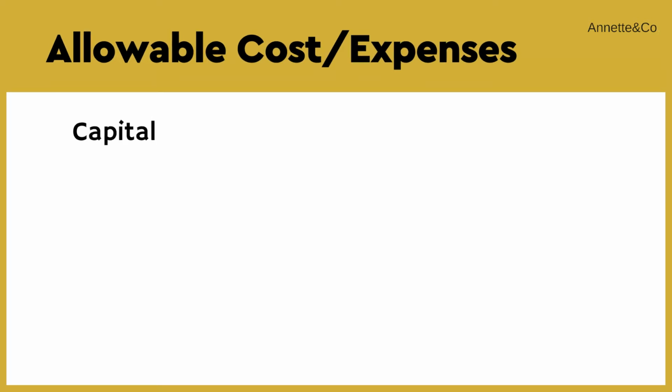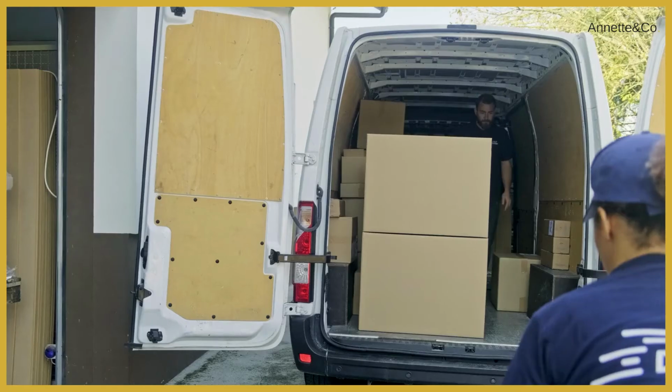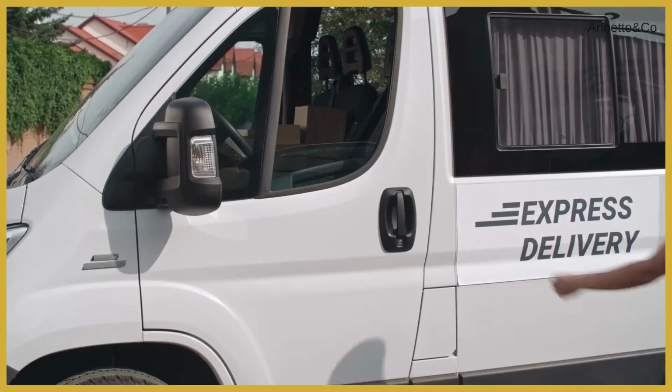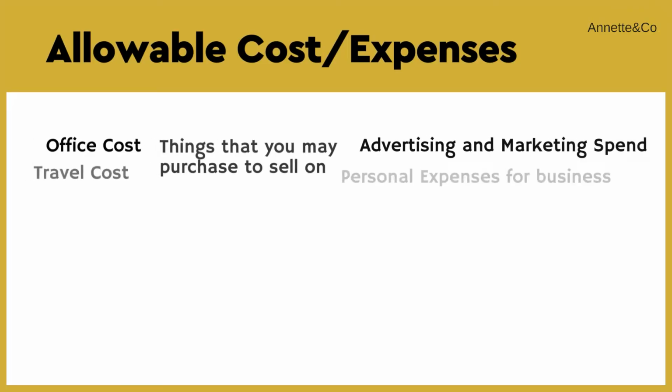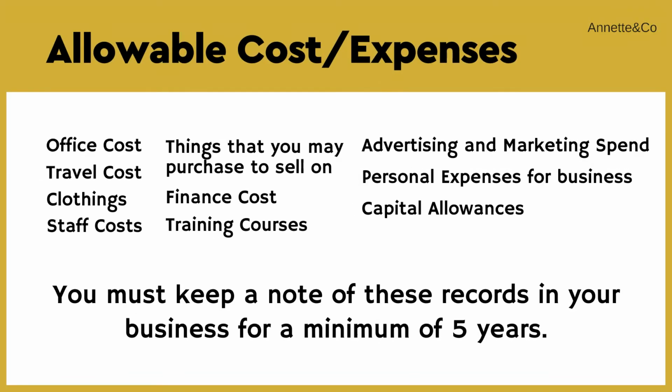You can also claim for things like plant and machinery, vehicles, and fixtures and fittings under a mechanism called capital allowances. You must keep a note of these records in your business for a minimum of 5 years. So there are various ways that you can actually record all this information. You can use one of the many online bookkeeping packages like Xero or QuickBooks, or if you're a small business, particularly if you're one that is not VAT registered, you may find it much easier just to use a simple spreadsheet, which is completely allowed.